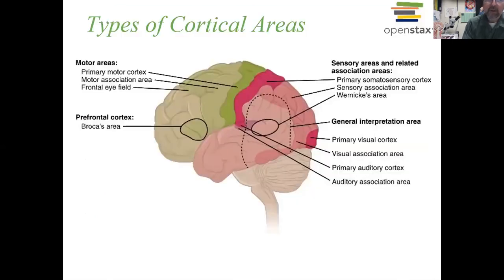Okay. Here's a lateral view. This is all cerebrum up there: frontal, parietal, occipital, temporal. And then you have these different areas. Here's the cerebellum. There's the brainstem.